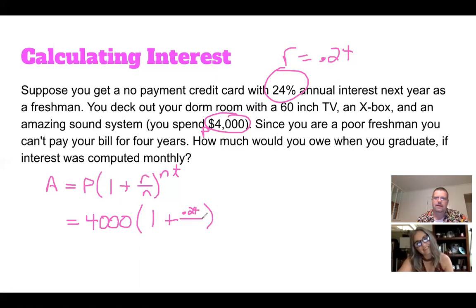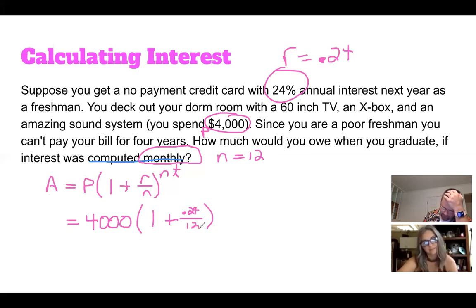Now, how many times, N? What was N? N is the number of times a year that your interest is accumulated or charged. It says it's computed monthly, so that would be 12 times a year. We do have to know how many months there are in a year. I hope that you know that. So that would be 12 down here.